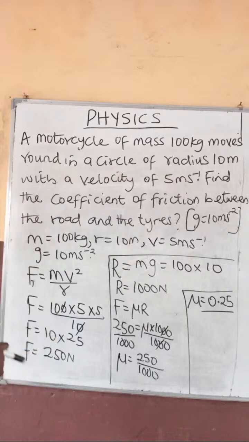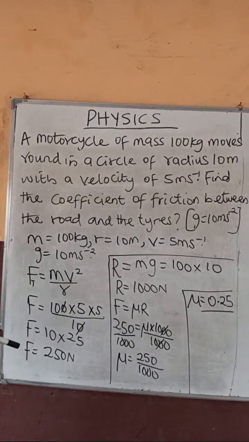Why are we using centripetal force as friction? Because it is acting on the body and taking it towards the center of the circle. Do you understand? As the body is rotating through a radius, it is being directed towards the center of the circle. That is why we are using centripetal force.